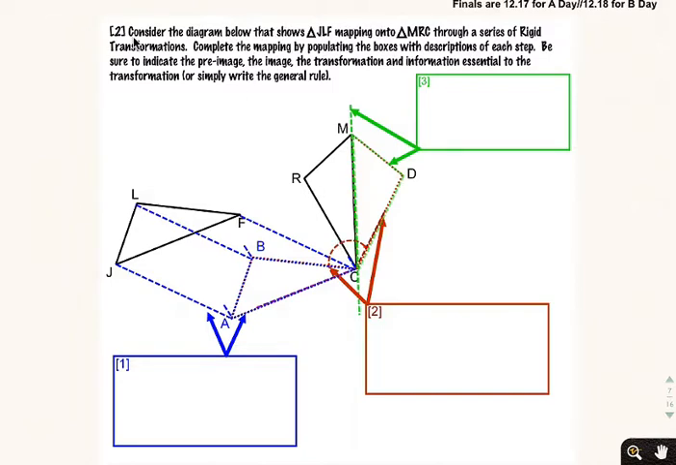All right, ladies and gentlemen, let's talk about part two. So again, our friend transformation comes back on the final as well. How about that? Go figure. So we have this mapping, and it's actually all done for you. So your job is actually just to describe what's happening.